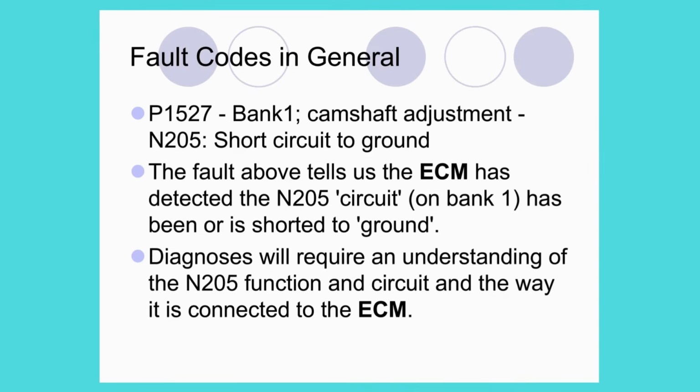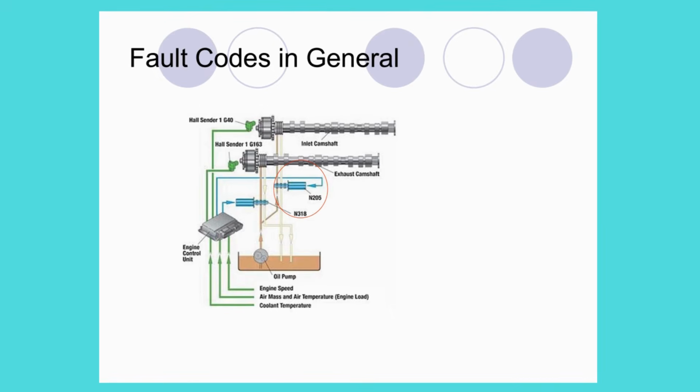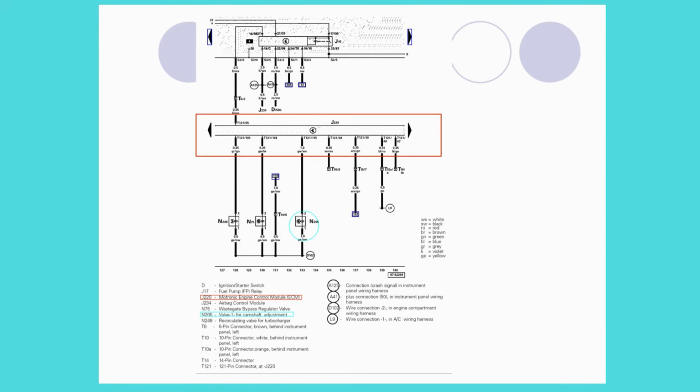The fault above tells us that the electronic control module has detected the N205 circuit on bank 1 has been or is shorted to ground. Diagnosis will require an understanding of the N205 function and the circuit and the way it's connected to the electronic control module. The diagram shows the schematic location of the N205 sensor. The circuit diagram shows the location of the N205 and its wiring in the circuit.